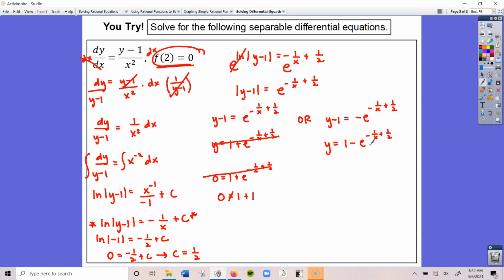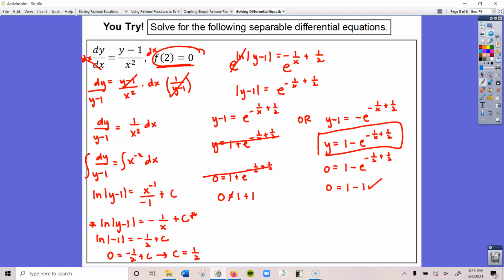So I'm just going to make sure that this is the correct answer, just in case something goes wrong, we know that we need to go back. So I'm going to plug in the initial condition. So 0 is equal to 1 minus e raised to the negative 1 over 2 plus 1 over 2. So this gives me 0 is equal to 1 minus, and then e raised to 0 is 1. So this is true. So therefore, my final answer is y equals 1 minus e raised to the negative 1 over x plus 1 over 2.